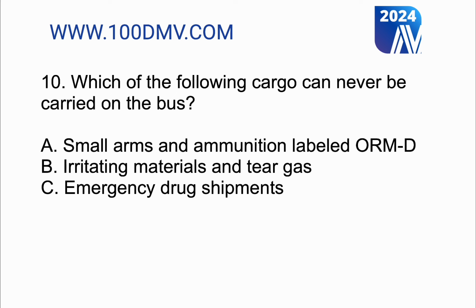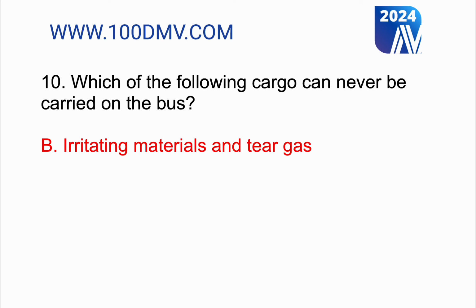10. Which of the following cargo can never be carried on the bus? A. Small arms and ammunition labeled ORM. B. Irritating materials and tear gas. C. Emergency drug shipments. Correct answer. B. Irritating materials and tear gas.